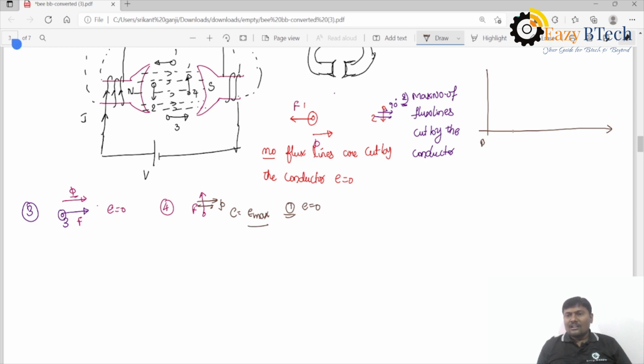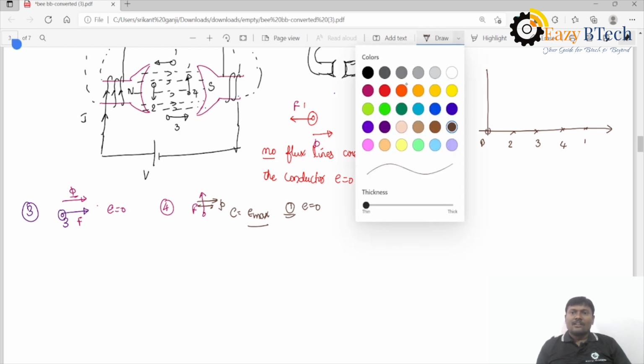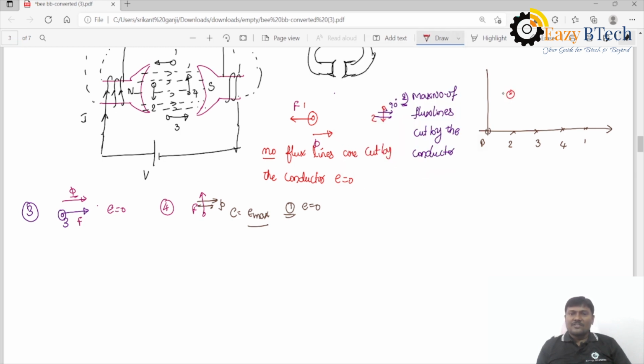So if you draw the waveform, this is at 1 position, 2 position, 3 position, and 4 position, and again it is 1. At 1 position, the induced EMF is 0. At 2 position, the induced EMF is maximum. At third position, the induced EMF is 0. At fourth position, the induced EMF is negative maximum. Why? Because previously the tangential force was in the downward direction, and now it is in the upward direction. Anyway, the direction of the induced EMF can be decided by Fleming's right hand rule. So again, it is 1.